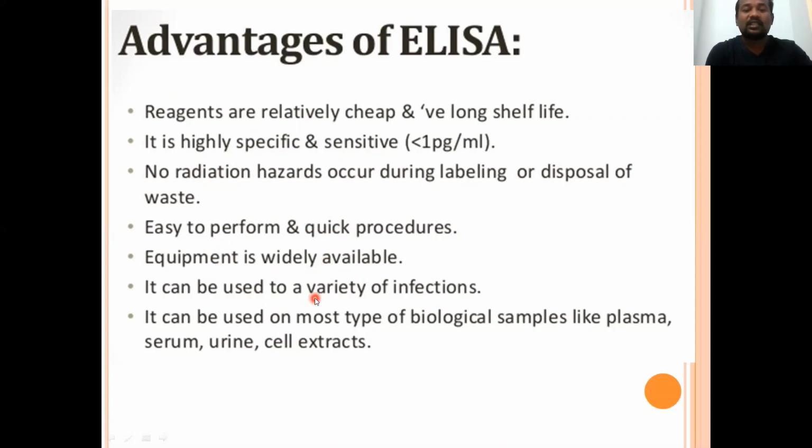Equipment is widely available. Then there is a chance of detecting a variety of infections, such as HIV, hepatitis B, hepatitis C, syphilis, chlamydia infection, etc. We can detect many kinds of infections. And moreover, it is used with most types of biological samples. So we may be able to use plasma, serum, urine, or any kind of cell extract in order to detect diseases or infections, or we may detect any kind of serum or protein with the help of the ELISA test.